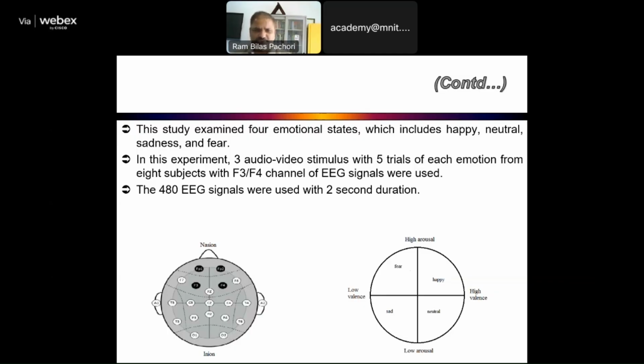In this experiment, 3 audio-video stimuli with 5 trials of each emotion from 8 subjects, with F3 and F4 channels of each signal, were used. So a total of 480 signals with 2-second duration were used. This is the electrode cap showing the location of the electrodes, and this is the arousal and valence diagram for the considered emotions.